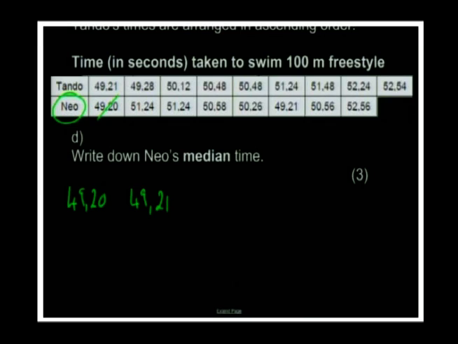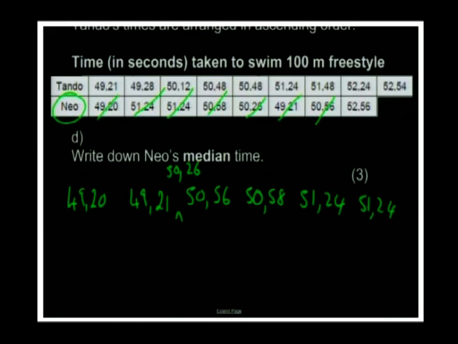49.21. We've used that. Another 49. No, let's look for 50s. Here's a 50. There's a 50. 50.56, and then I've got 50.58. What's next? 50.26. We forgot about that. Let's put that in there. So I've got 50.26, we can put it in there, and then I've got 51.24, and another 51.24, and finally 52.56.